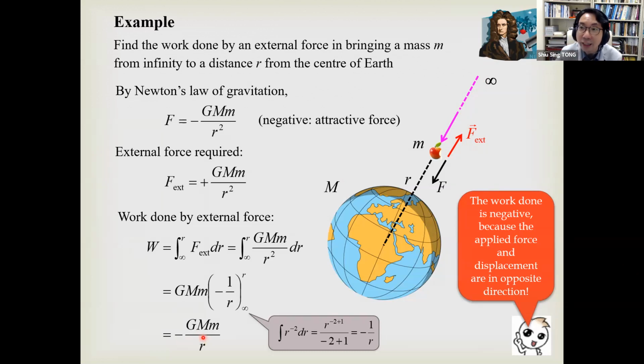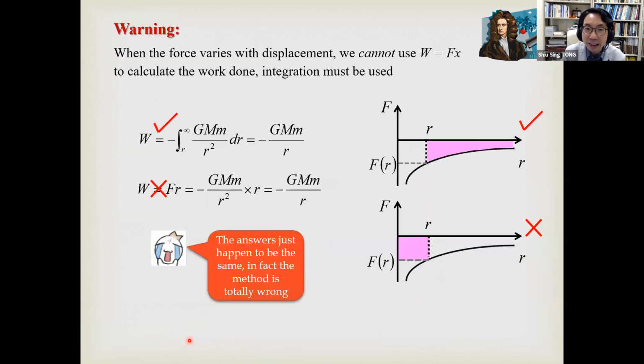And work done that's negative means the energy is not inputted to the apple. It's somehow being extracted from the Earth-apple system. So the energy goes to the Superman. It's not from the Superman to the apple, but from the apple-Earth system to the Superman. Okay, so the work done is negative. Now we will see how this negative work done is related to the potential energy in the next lesson.